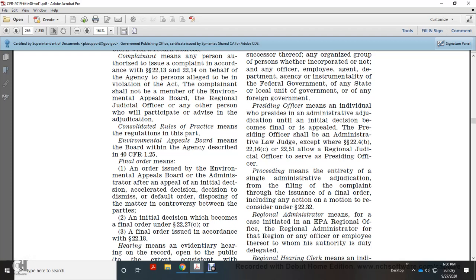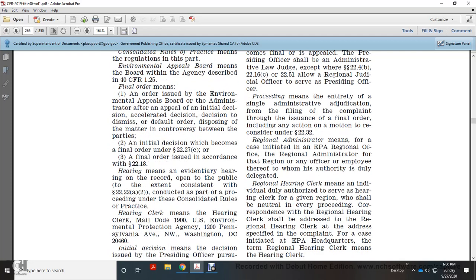Final order issued in accordance with 22.18. Hearing means any evidentiary hearing on the record, open to the public to the extent consistent with 22.22(a)(2), for the conduct of the proceeding under the Consolidated Rules of Practice. Hearing clerk means the Hearing Clerk, Mail Code 1900, U.S. Environmental Protection Agency, 1200 Pennsylvania Avenue North, Washington, D.C. 20460.